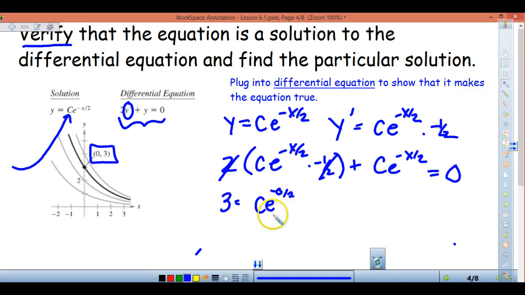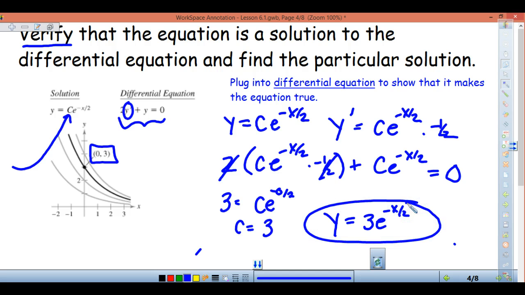Anything to the 0 power is just 1. So I end up getting c to be 3. So the particular solution is y equals 3 e to the negative x over 2. So that's how easy it is to find the particular solution. You have that one unknown constant, and they just have to let you know an ordered pair or a point that the function passes through to be able to find that unknown constant.